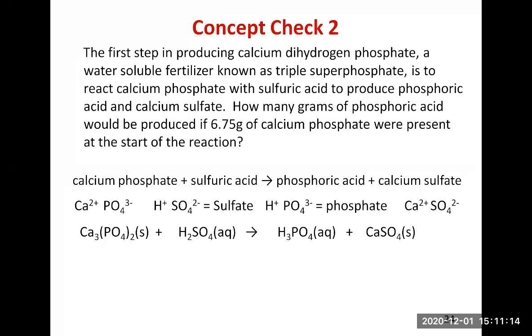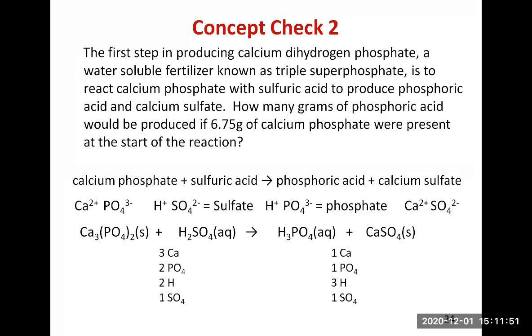So that's our skeletal equation here. It's not balanced. So the next step is to balance it. Let's count the number of atoms of each type from both sides of the equation. We have 3 calcium on the left and 1 calcium on the right. 2 phosphate on the left, 1 phosphate on the right. 2 hydrogens on the left in the sulfuric acid, and then 3 hydrogens on the right in the phosphoric acid. 1 sulfate on the left and 1 sulfate on the right.